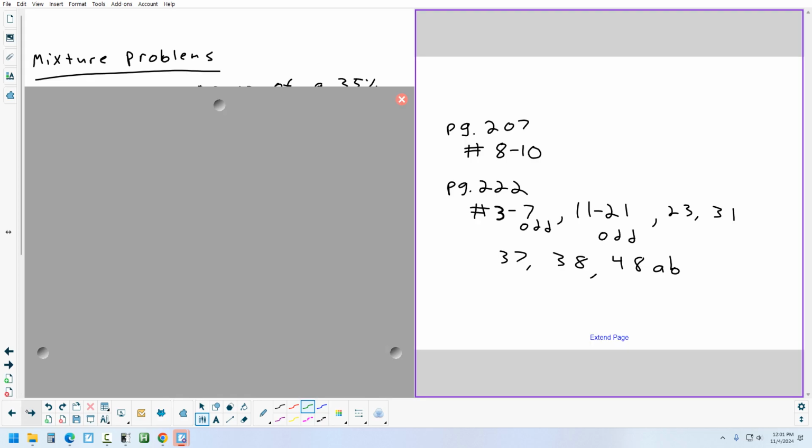48A and B, we're going to come back to that one. That's a mixture problem. We'll do that tomorrow. We only have half a section planned for tomorrow and half a section on Wednesday and a review day Thursday, so we have plenty of time. So 8 through 10, that's solving systems by graphing. And page 222, that's on finding horizontal and vertical asymptotes and describing transformations. 48A and B will be the first question tomorrow.